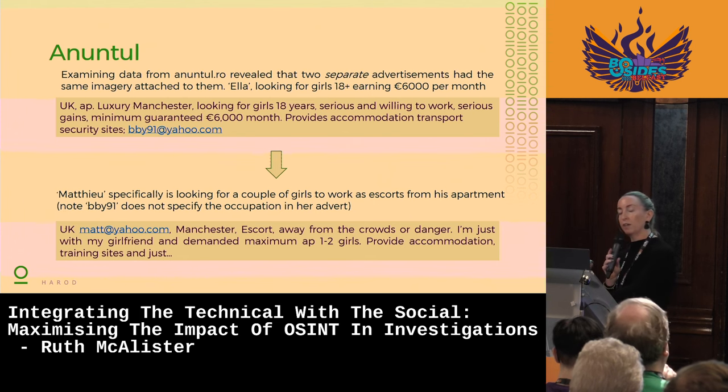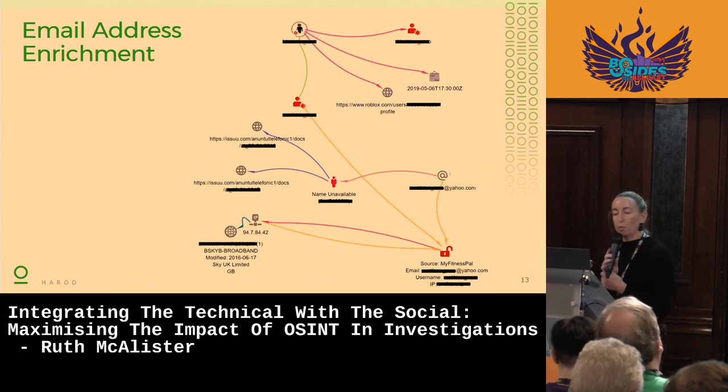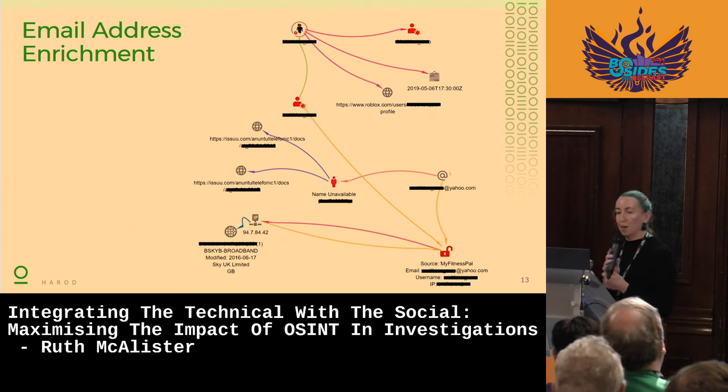So what I can do then, using open source tools, I can enrich the email to get other personal identifiers to help me work out who these individuals are. Unfortunately, I redacted everything, so of course you can't see it. Suffice to say that you can see IP addresses, breach data, for example, that I can pivot off as well. It was really quite useful for one of the emails.